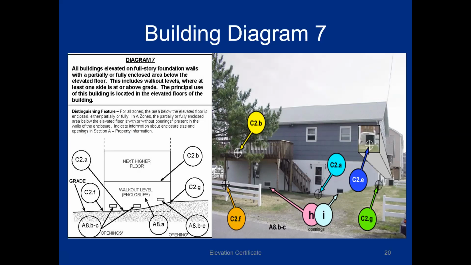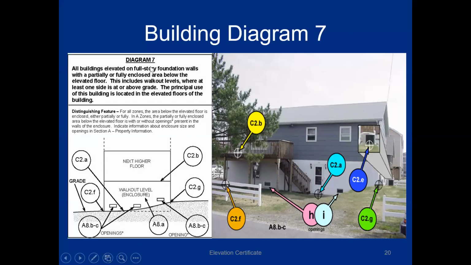Okay, great. I think I haven't done building diagram number 7. Here is your basic walkout enclosure. Now, I talked about basements before. Again, the elevation certificate C2A asks for top of bottom floor, so that floor always counts as your top of bottom floor. But it may not count as your lowest floor for compliance purposes or insurance rating purposes if it meets the use requirements, building access, parking, storage, and if it has proper hydrostatic openings.